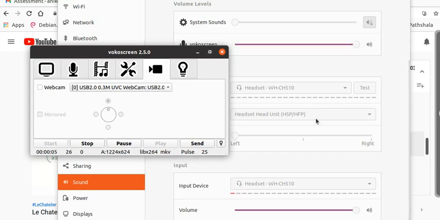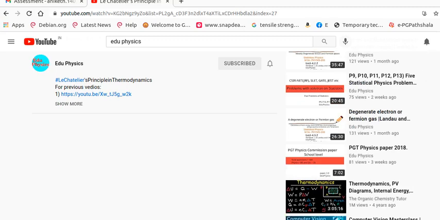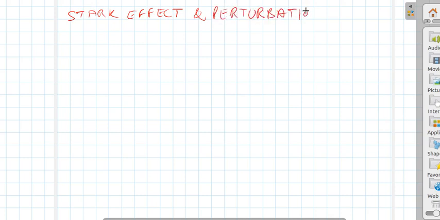Welcome to this lecture. In this lecture, I am going to talk about the Stark effect and perturbation theory, and how perturbation theory helps us to study the Stark effect.